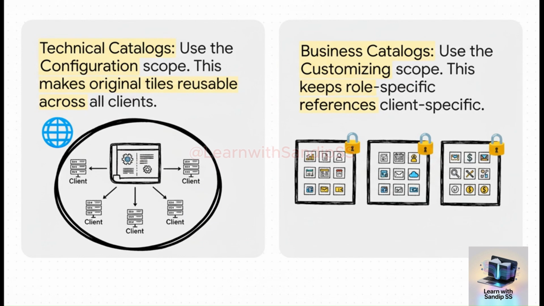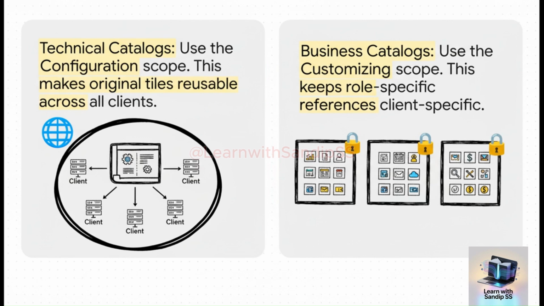Here's a quick technical tip that makes a huge difference. For your technical catalogs, the originals, you want to use the configuration scope. This basically makes them cross-client, available everywhere. But for your business catalogs, the role-specific playlists, you should use the customizing scope. This keeps them client-specific, which is exactly what you want for content that's tailored to a specific set of users in a specific system.